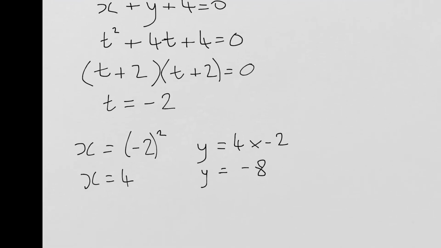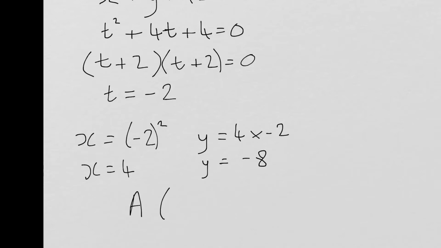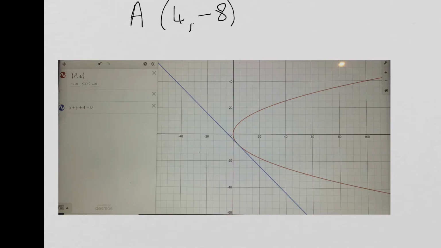So the coordinates of this point A is 4, minus 8. And there we have it. We found the point of intersection. Here I've included a diagram of what this looks like, so you can see that point of intersection that you found. These are the parametric equations, generating that red curve. This is the line, and the 4, minus 8 is in this region here, where the two of them have intersected, or in this case they just touch.